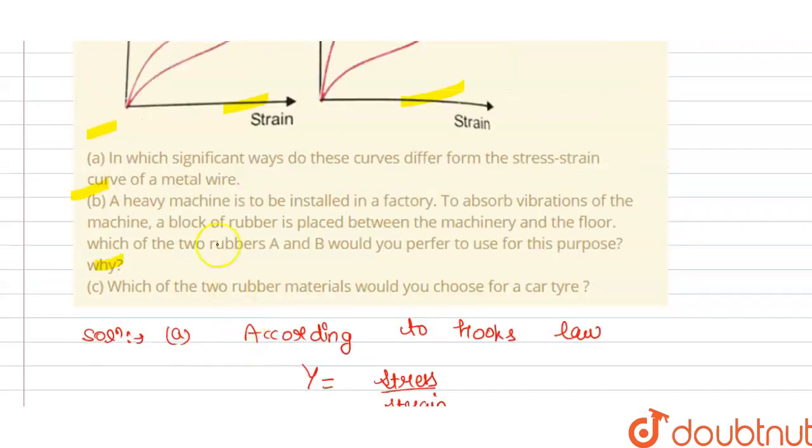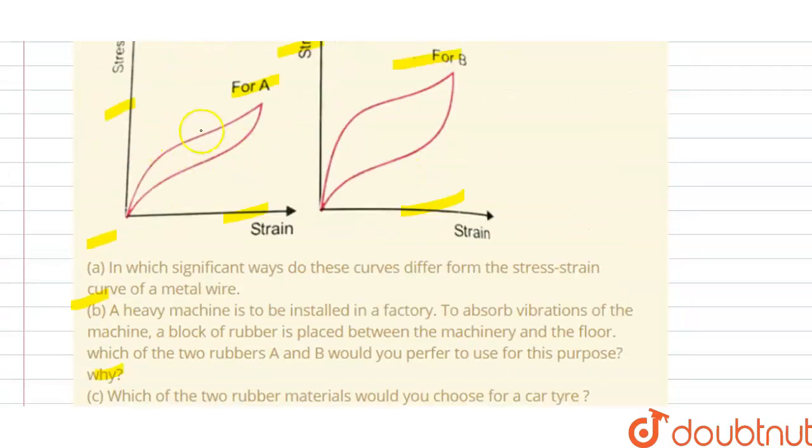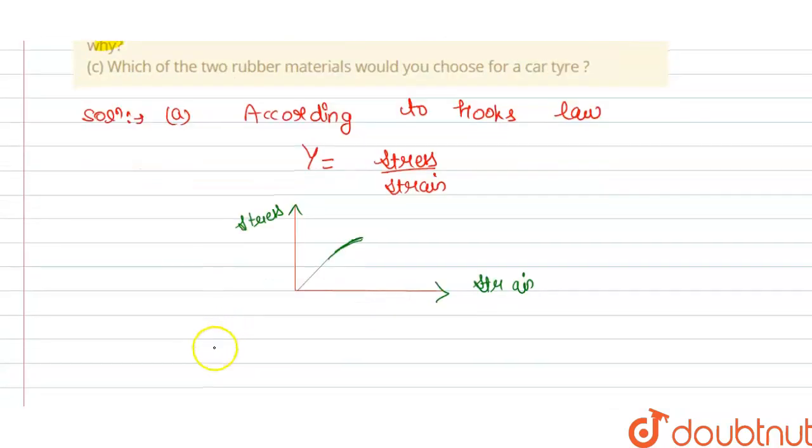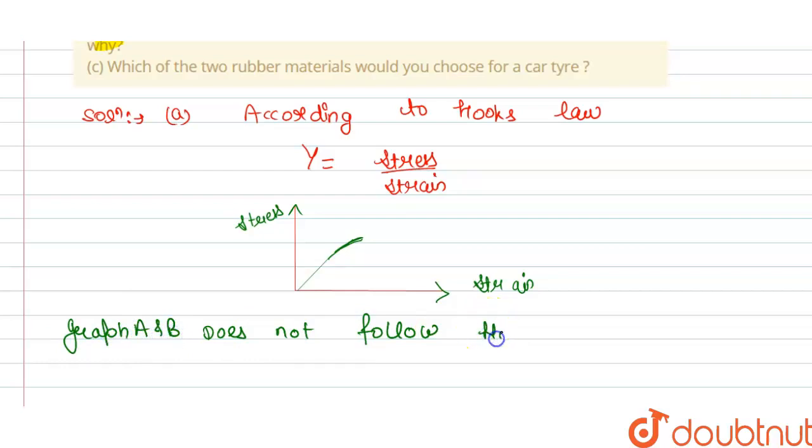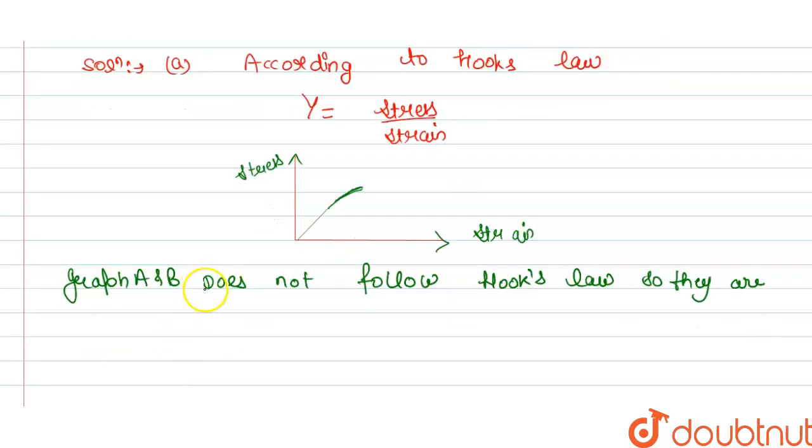So in both of the graphs we don't have a straight path, not even for a single moment. So from this we can say that they don't follow Hooke's law. So we can write here graph A and B don't follow Hooke's law. So they differ here. Now we can solve B part here.